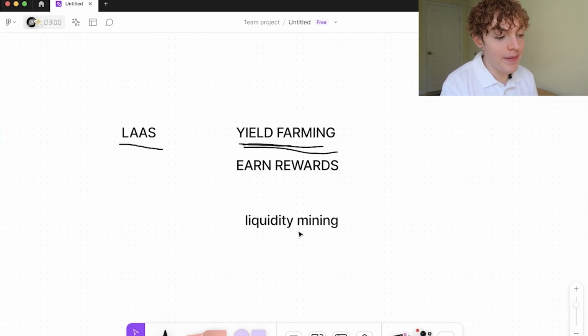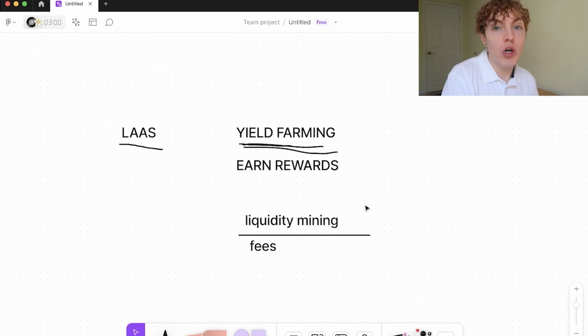We also have liquidity mining, which is where you're providing liquidity, but you're getting the fees which the traders are paying. So the difference between yield farming and liquidity mining is basically that yield farming can be built on top of liquidity mining, and it can also include liquidity mining, but it doesn't need to. So within yield farming, you don't need to have liquidity mining, but you can in this situation.